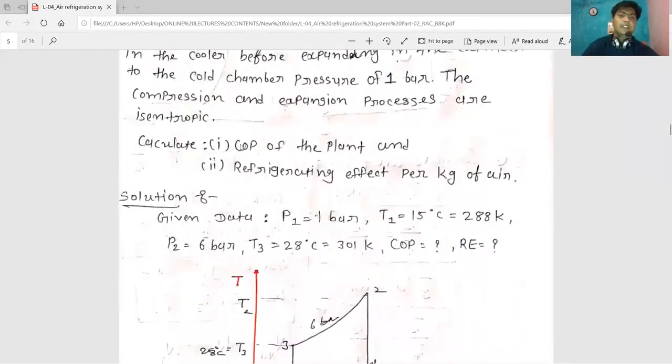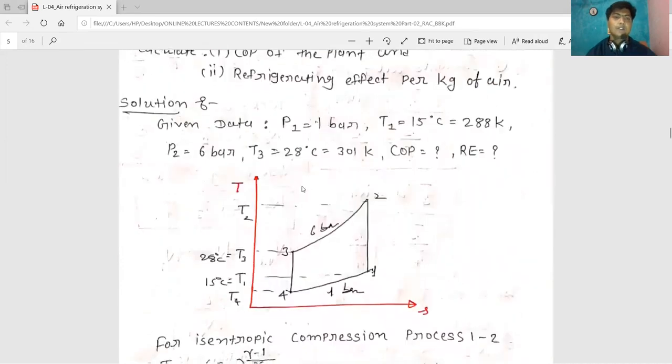Okay. Calculate the COP of the plant and the refrigeration effect per kg of air. Given data: P1 equals 1 bar, T1 equals 15 degrees, which is 288 Kelvin, because we add 273. P2 equals 6 bar, T3 equals 28 degrees, which is 301 Kelvin. Find out the COP and refrigeration effect.